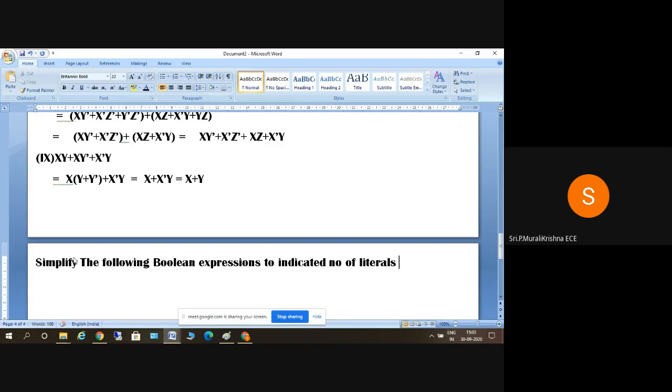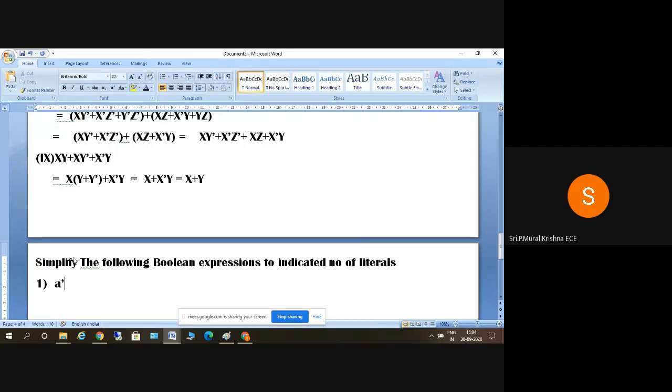Sometimes you'll be asked like this. We'll be given an expression, and we simplify it into two literals, so totally I need only two variables. Like if I have ABCD plus ADC, and I want that simplified to a single literal, then only one variable should remain, A or B or C or D. In a similar way, it will sometimes be given like this. So we'll take the first problem and you'll understand it.